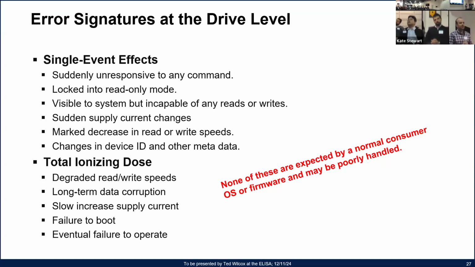A marked decrease in our read or write speeds. Sometimes this can be an artifact of the testing. I will caution that you've created so many errors in the device as part of your testing that now it spends a lot of its time under the hood doing garbage collection and moving data from one block to another. We see changes in the device ID or the metadata being corrupted. From a total ionizing dose standpoint, again at the drive level, we will see those degraded read-write speeds, long-term data corruption, increase in supply current, failure to boot, which we just talked about, and intervention failure to operate.